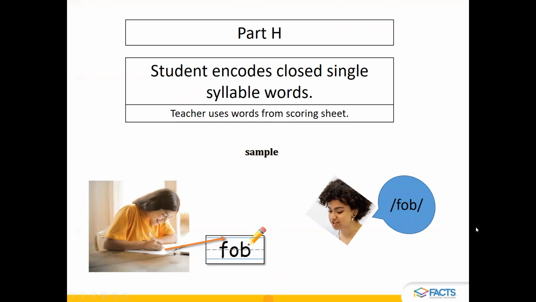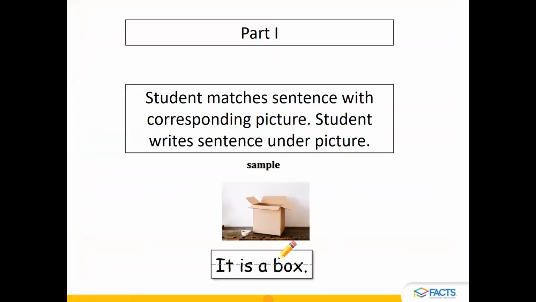Part H, the teacher says words and the child encodes those words. This is also something that can be done in a group setting. The teacher is getting these words from the scoring sheet, and we'll look at the scoring sheet in a minute, but the teacher says 10 words and the child is encoding 10 words. You don't have to come up with these words on your own. They're in the scoring sheet, and we'll look at that very shortly.